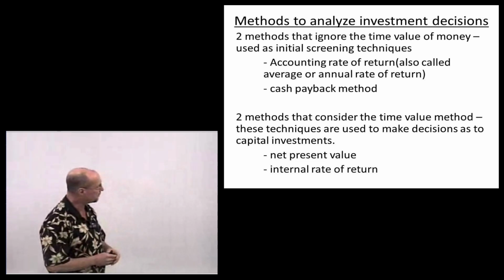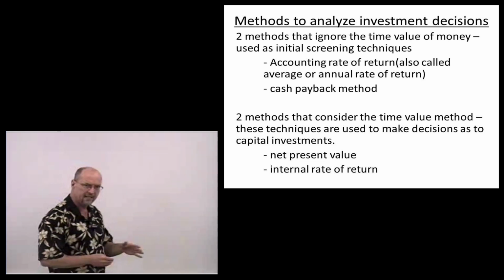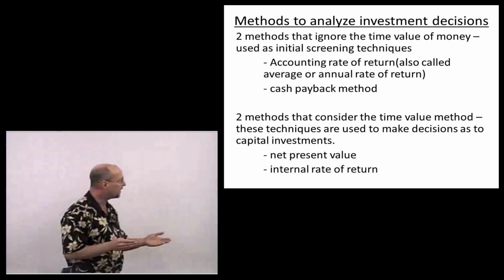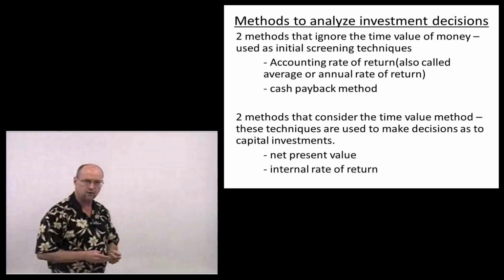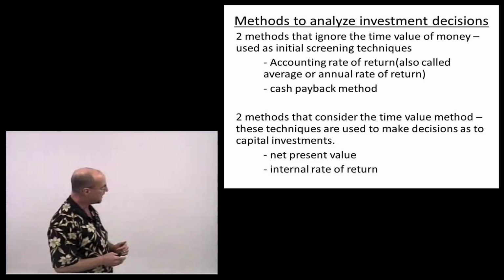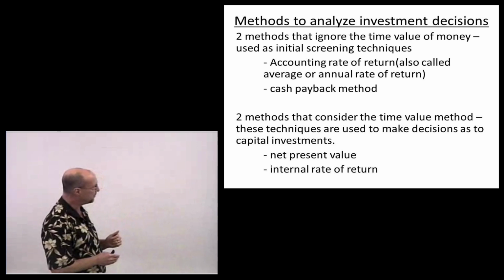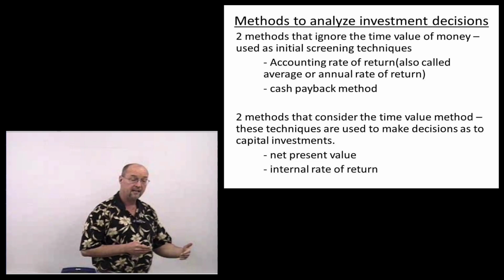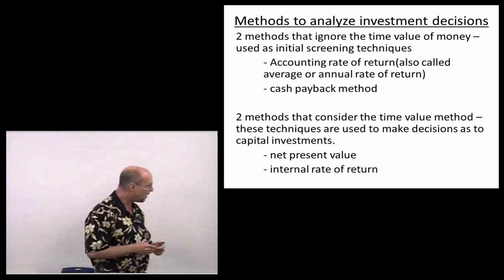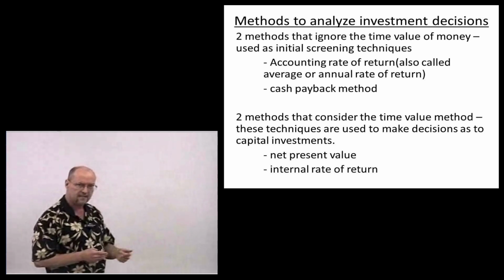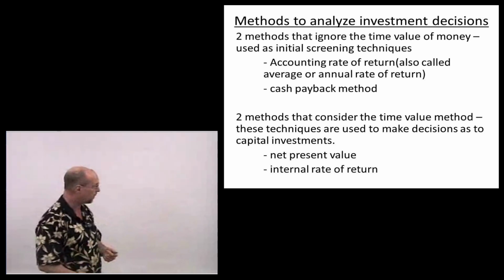The first method we're going to look at is called the accounting rate of return, and this goes by a variety of names. It could be the average rate of return, annual rate of return, simple rate of return. We're going to use whatever your textbook uses. That's the term we're going to use. The second method is called the cash payback method. Both methods ignore time value, and they're kind of our first test. Can this proposal pass the first hurdle? If so, we're going to use other evaluation techniques that use the time value of money, and these are better techniques to evaluate the quality of a proposal.